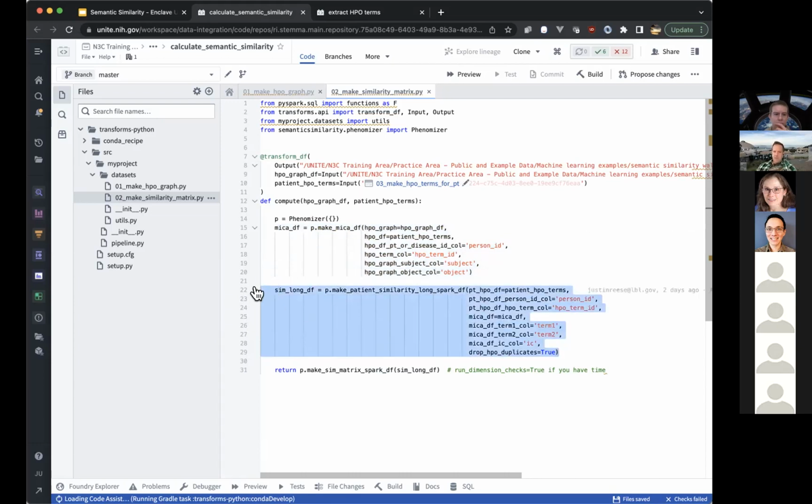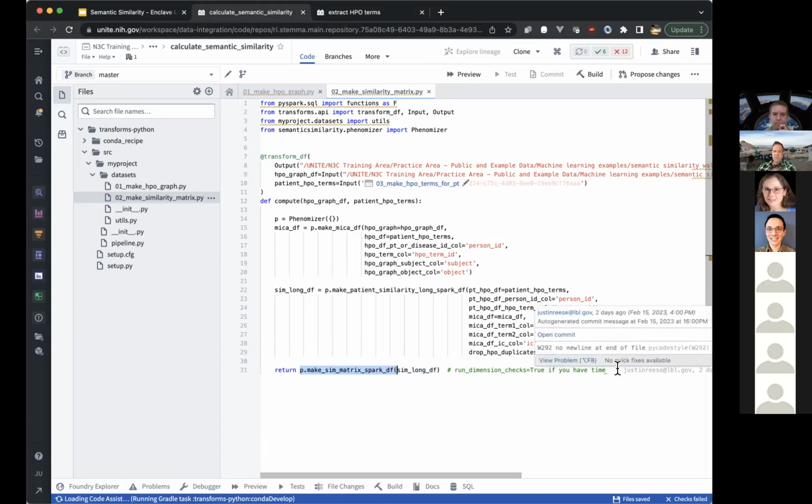And then you just make a call to make patient similarity matrix. That's not what it's called, but that's basically what it's doing. And this is your all-by-all matrix. And then this is just some helper code that I wrote to turn this from a long data frame into this all-by-all matrix that we talked about.